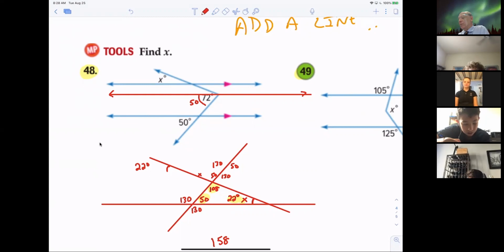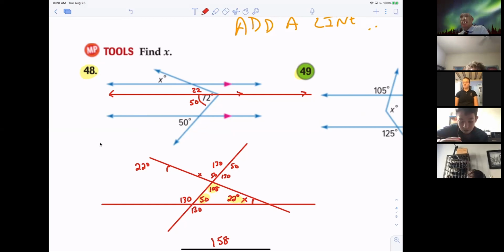It's corresponding, which means what's this angle right here? 22. How nice is that, right? Does everybody see that? All three lines are parallel. That's a good way to do it.